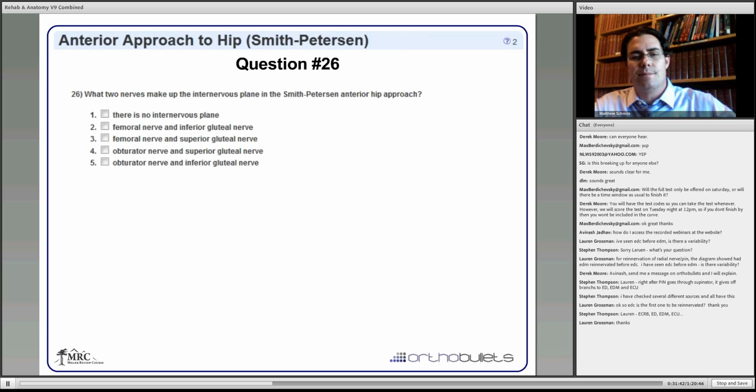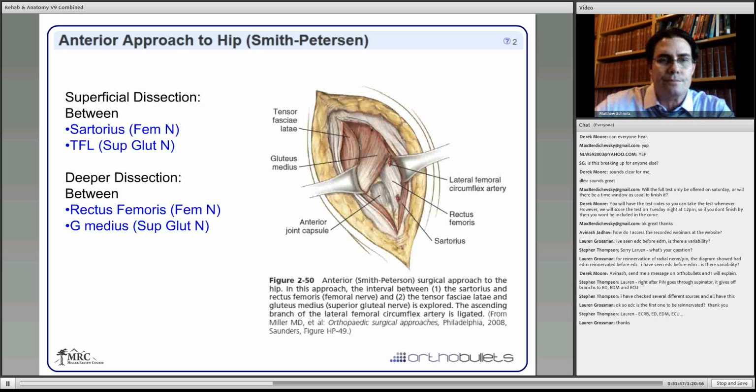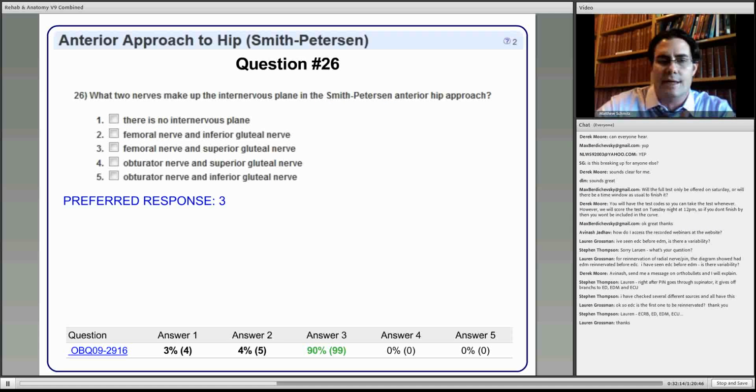What two nerves make up the internervous plane in the Smith-Petersen anterior hip approach? Well, in the anterior approach, the Smith-Petersen approach, the superficial dissection is between your sartorius and your TFL. Your sartorius is innervated by your femoral nerve, your tensor fasciae lata by your superior gluteal nerve. The deeper dissection is between your rectus femoris and your gluteus medius. The rectus femoris, again, is femoral nerve, and the gluteus medius is superior gluteal nerve. So the internervous plane for this is the femoral nerve and the superior gluteal nerve. It looks like almost 90% of people were able to get that answer correctly.